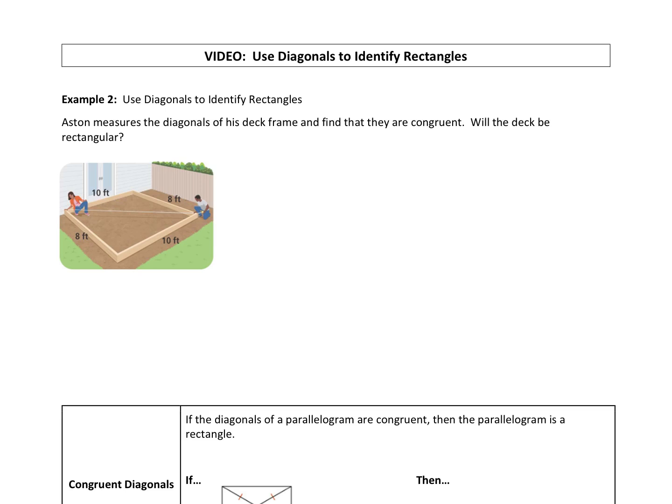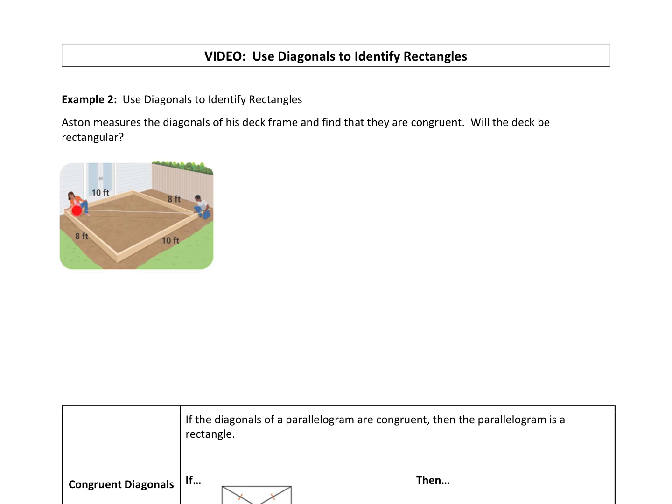All right, moving on to our next example, we're going to take a look at Aston here, and that will lead us to some more theorems or properties that we can talk about. So Aston measures the diagonals of his deck frame and finds that they are congruent. Will the deck be rectangular?